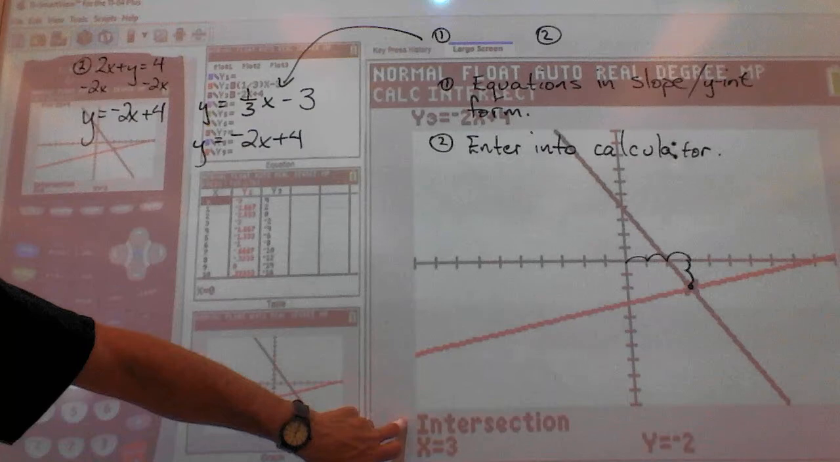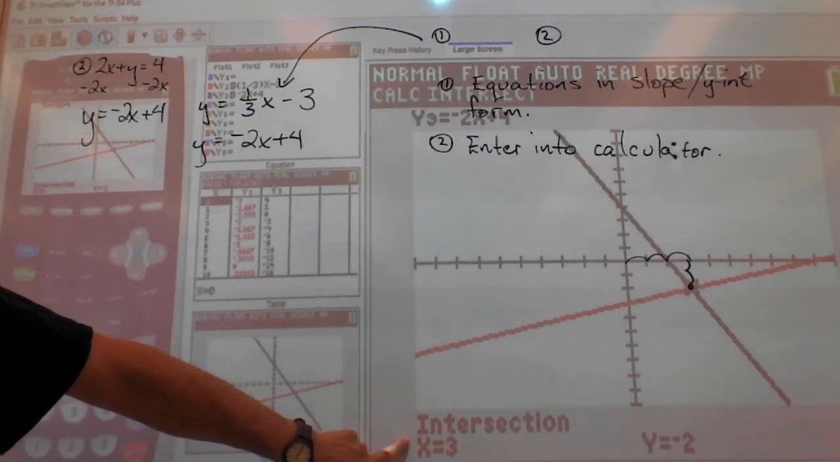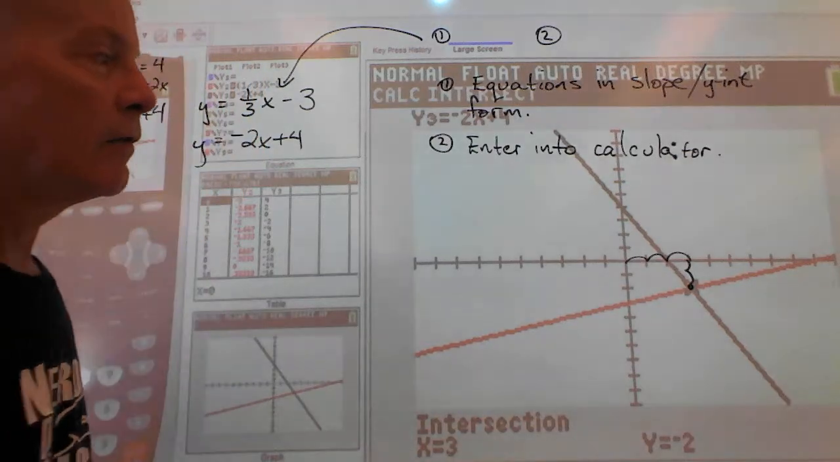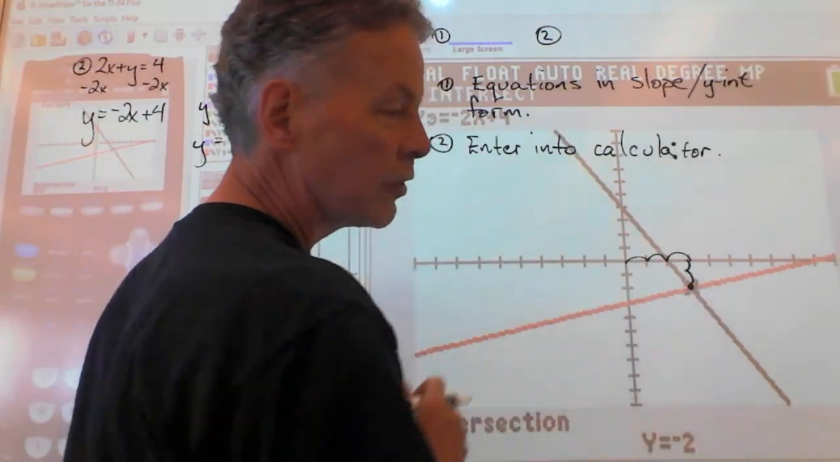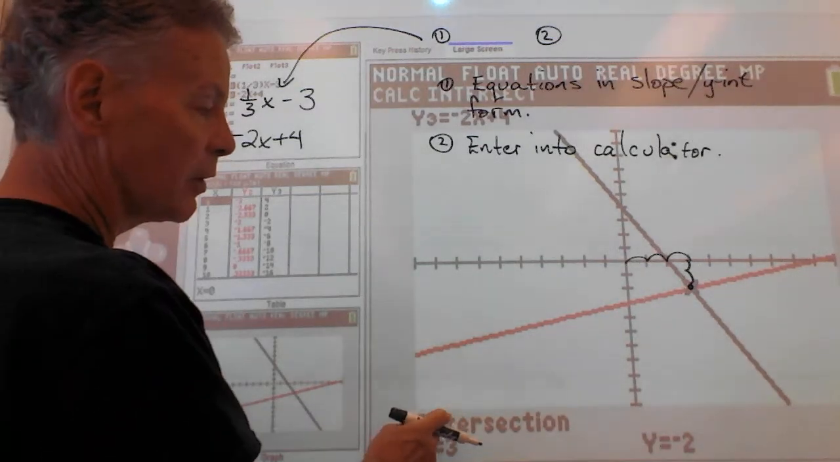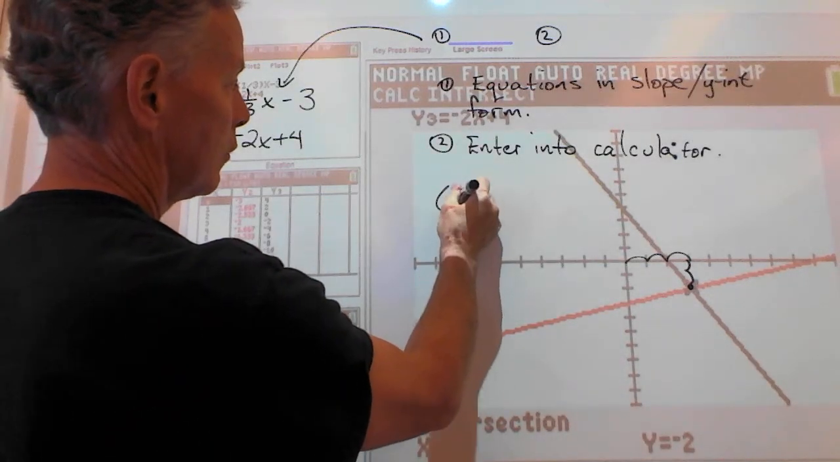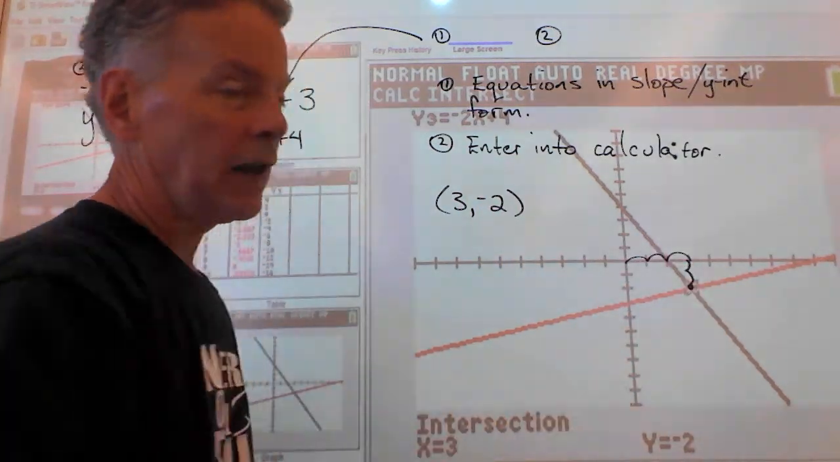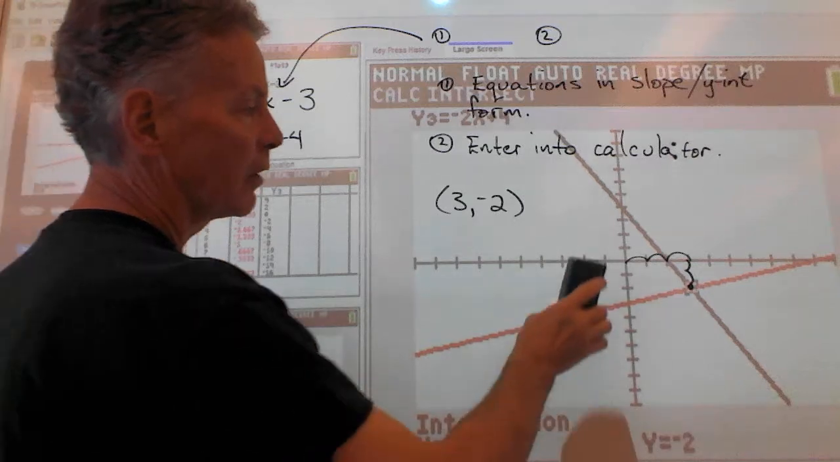And what does it tell you? It tells you the intersection is at x value 3, y value -2, which you'll recall is what we had guessed. So our solution is at 3 and -2. Notice again the friendly blinking cursor.